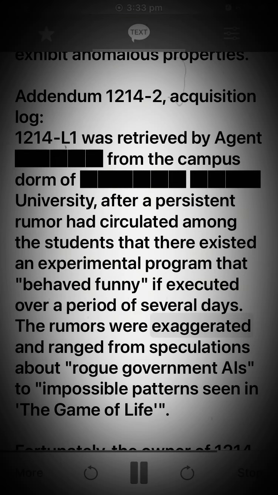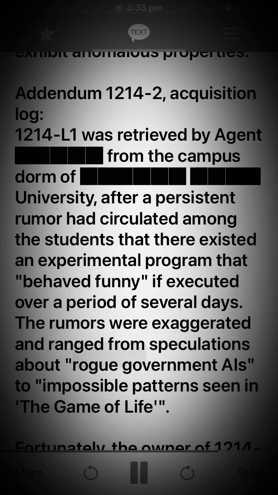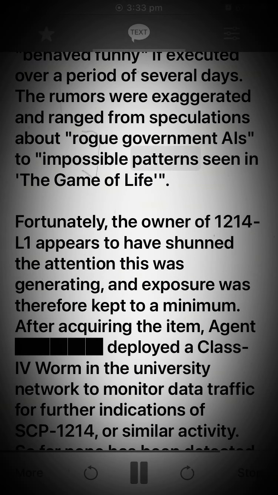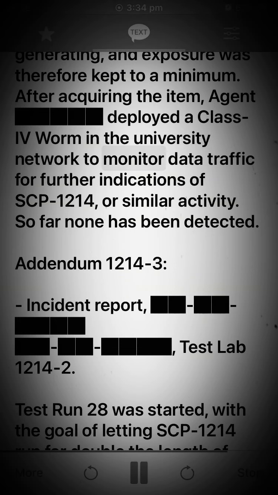The rumors were exaggerated and ranged from speculations about rogue government ICE to impossible patterns seen in the Game of Life. Fortunately, the owner of 1214-L1 appears to have shunned the attention this was generating, and exposure was therefore kept to a minimum. After acquiring the item, the agent deployed a Class IV worm in the university network to monitor data traffic for further indications of SCP-1214, or similar activity. So far none has been detected.